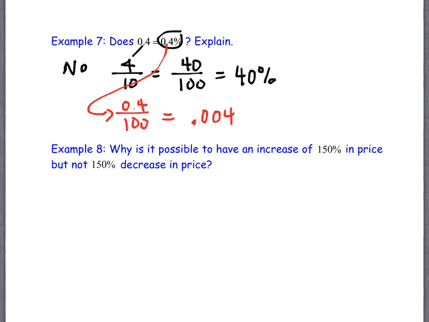So at the end of this, you could say this does not equal 0.4%. So if you chose that way, if you chose the red way, you could say that this does not equal 0.04. Sorry, 0.4, that you started with over here.